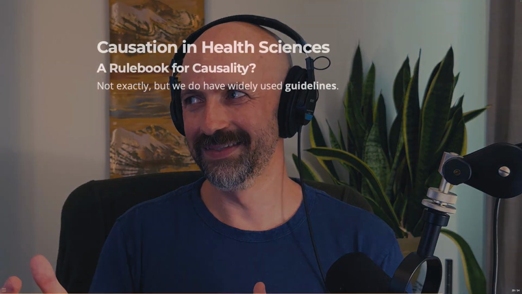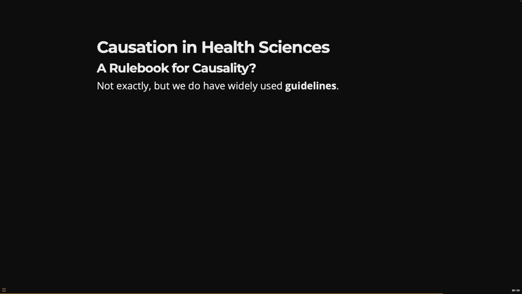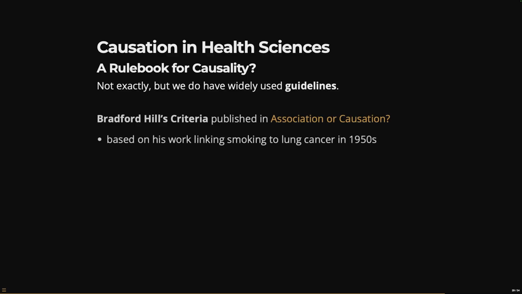Right. Okay. I want to talk a little bit about some guidelines that are used, but not go into too much detail. I'm saying, is there a rule book that defines it? Not really, but there are guidelines. And the most widely cited is called the Bradford Hill criteria. That was a health researcher back in the 50s. He wrote the criteria, I think, in 64, but it was based on his work linking smoking to lung cancer that was done in the 1950s. That's a good one to base it on.